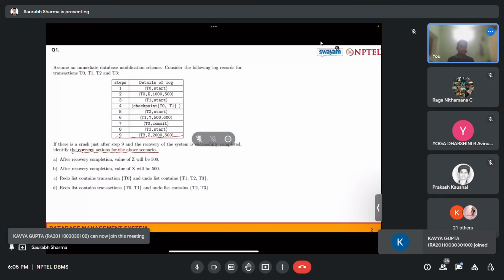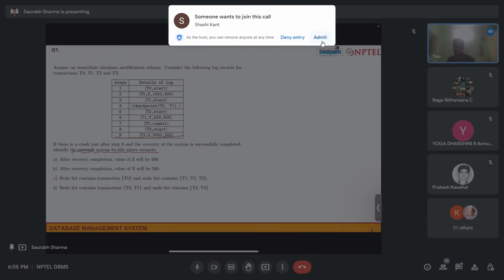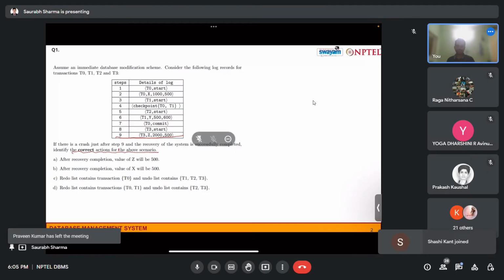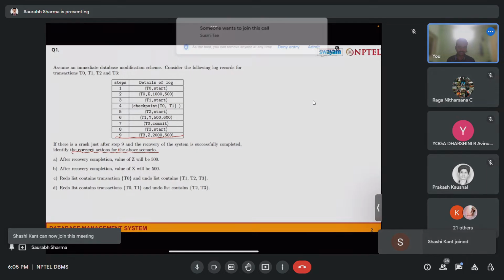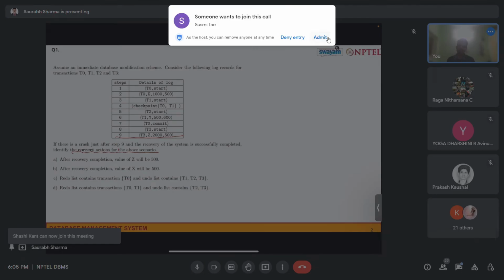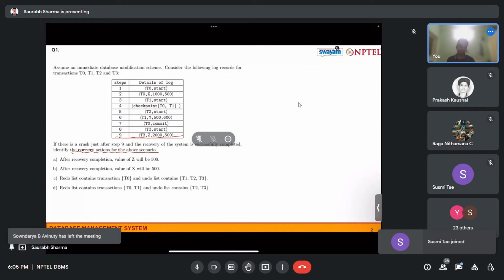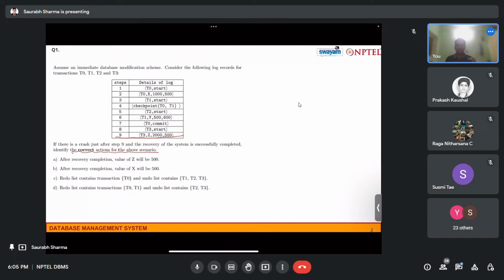So first is telling that after a recovery completion, the value of Z will be 500. Is it correct? Just be a little interactive. There is a chat box. You can write the answer because I think this module is very simple. If you go through the lectures, there are 4 lectures about recovery and query optimization, and those are very obvious kind of questions. So I want everyone to attempt these questions and write their answers in the chat box.